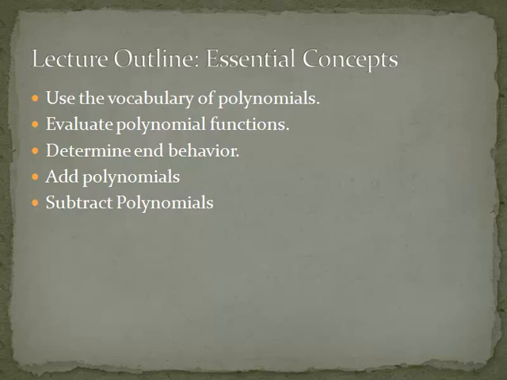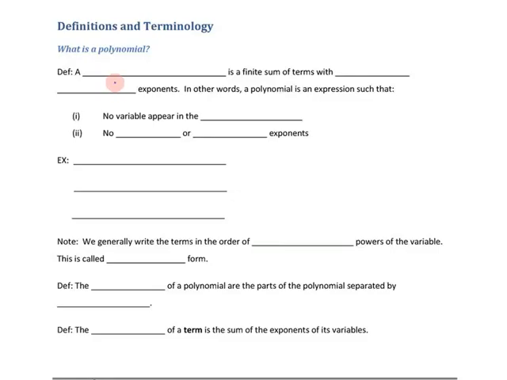So once we learn all about how to add, subtract, multiply, divide, we're then going to factor, then we're going to solve equations, and of course we're going to do word problems all throughout and along the way. So let's get started by defining what a polynomial is and some of the important terminology that we use with polynomials. To begin with, let's start by answering the question, what is a polynomial?